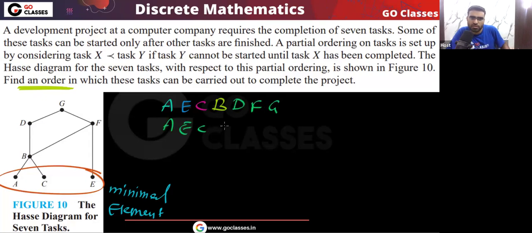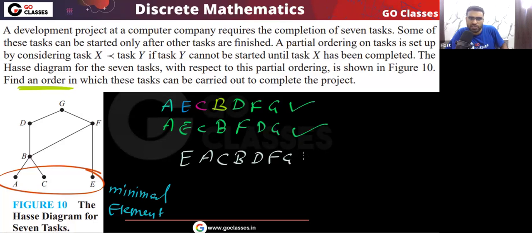Either you can do this or you can do this. These are correct. Of course, you can create more total orders. For example, you can start with E. Then you can take, for example, A, C, B, D, F, G. This is also correct. Is this clear?